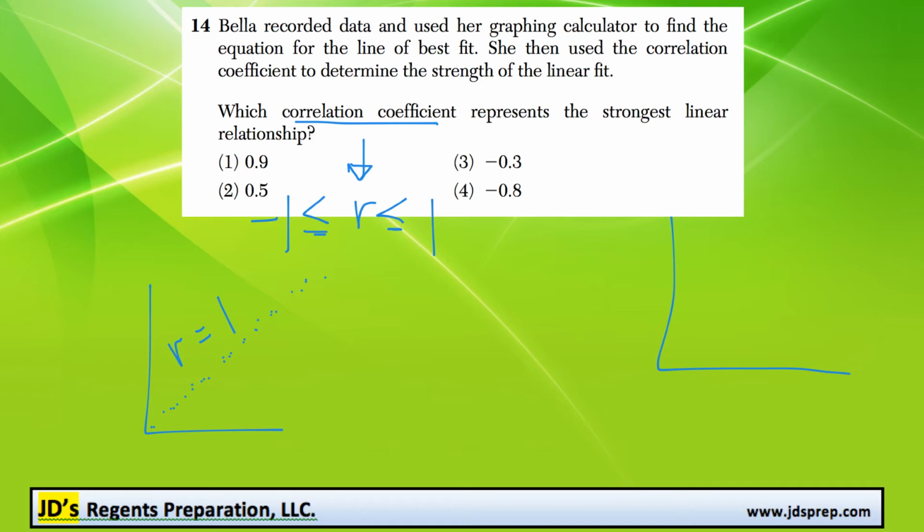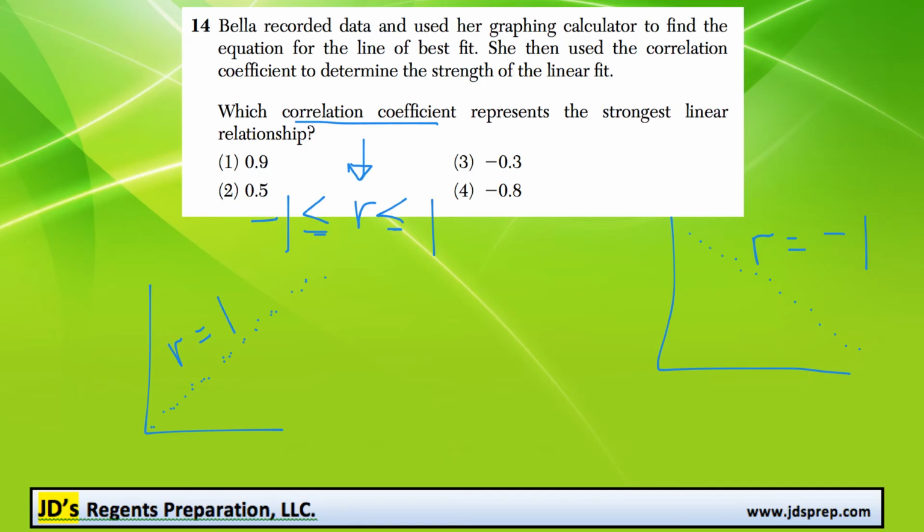If you had a perfect negative, just imagine that actually is a straight line, negative linear relationship, that would mean your correlation coefficient would be -1. And so the more you stray away from -1 or 1, obviously 0 being the worst possible correlation coefficient, the less linear the relationship is.